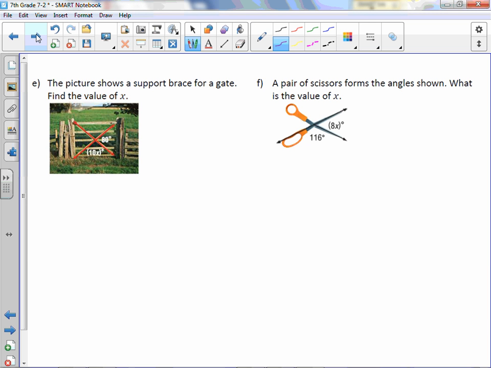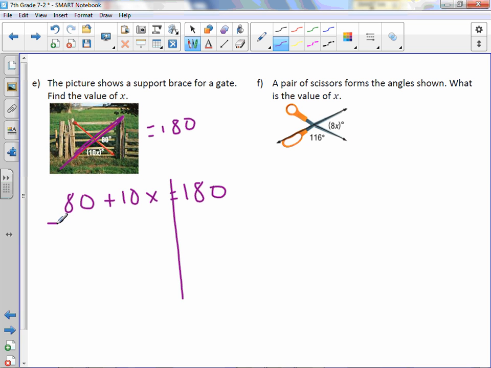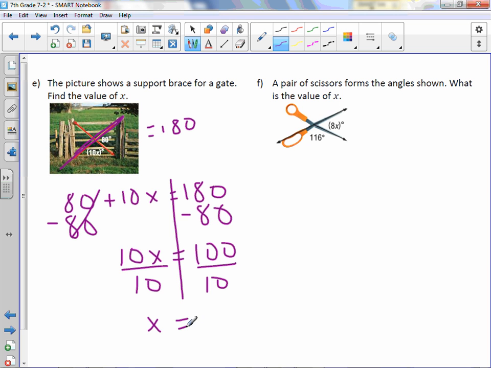Letter E. The picture shows a support brace for a gate. Find the value of x. So again, they form a straight line, which means they are supplementary and equal 180 degrees. So it looks like 80 there. So 80 plus 10x equals 180 degrees. Minus 80. Nice easy numbers to work with here. 10x equals 100. Divide by 10. X equals 10.